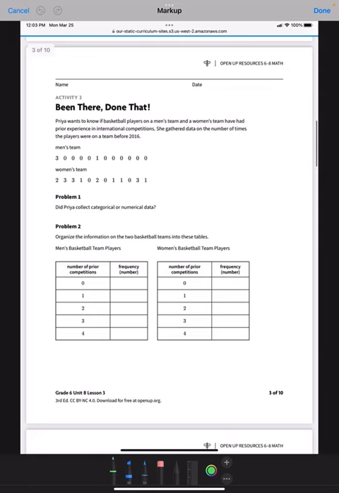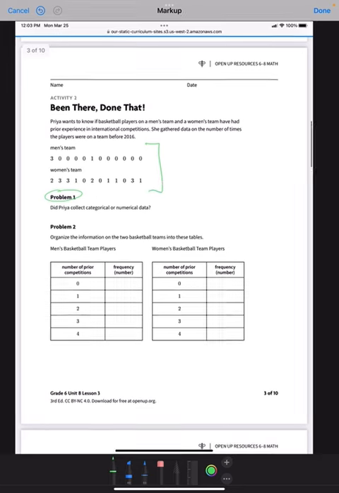So this data right here shows if people were on a team before 2016, not after. And it shows how many years they played. So problem 1 here says, did Priya collect categorical or numerical data? And so we're going to look, and we see that they're using numbers. So when they use numbers like this, that normally means numerical data, because we have numbers we're using.